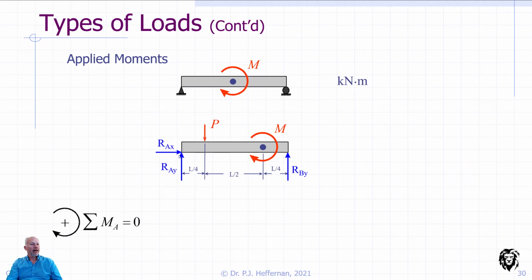So in this case, sum of the moments about A as an example. These two, because their perpendicular distance goes to 0, or their line of action is through the point of interest, don't cause any moment. So we have three things causing a moment: P, our moment, and our RBY. P times its perpendicular distance, which is L over 4, our RBY times its perpendicular distance of L, and M gets added in with no distance associated with it. It just gets added in directly. It's clockwise. We've said clockwise is positive, so it has a positive sign.